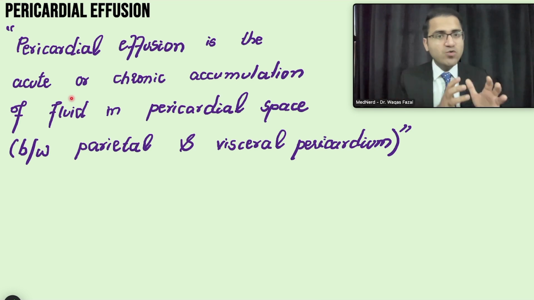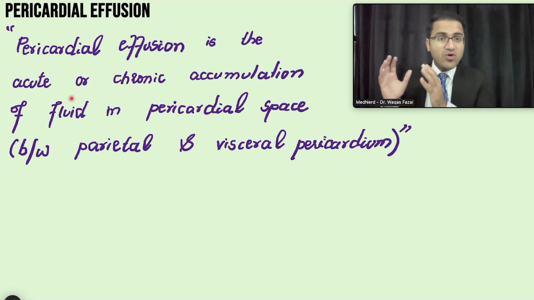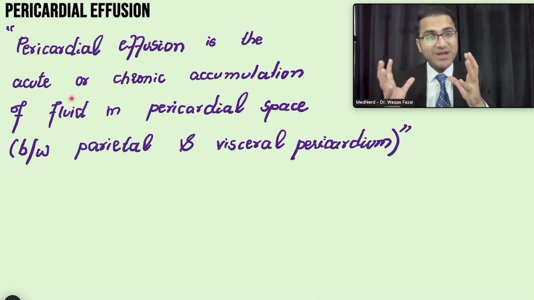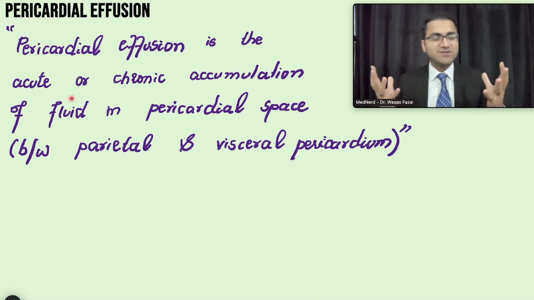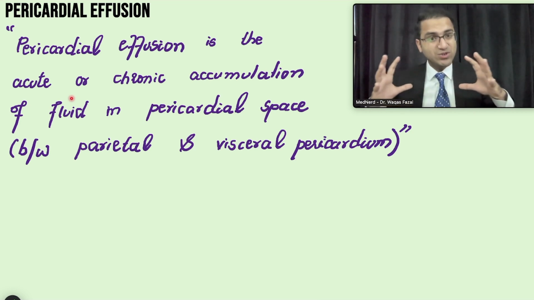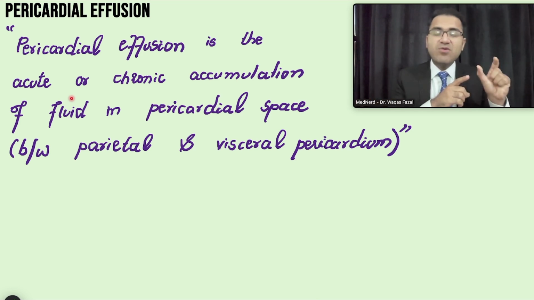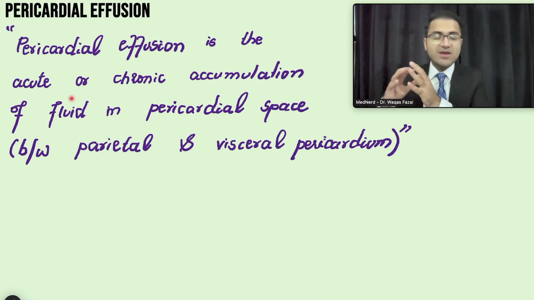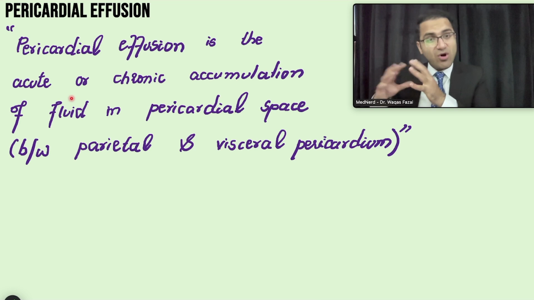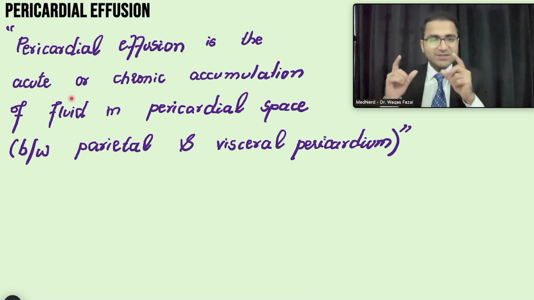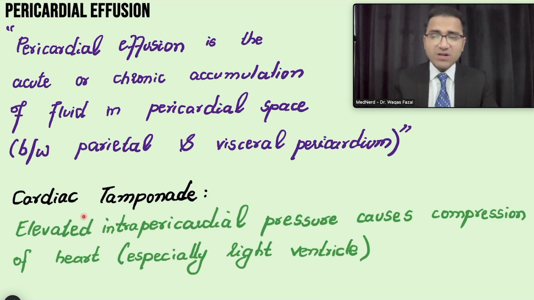Whenever it occurs acutely, the patient is very symptomatic. Whenever it occurs chronically over a long period of time, a large amount of fluid can accumulate in this pericardium and the patient has no symptoms because it gives time for the pericardial tissue to relax. So, if it develops acutely, even a small amount of fluid in the pericardial cavity can cause severe symptoms. But if it occurs chronically over a long period of time, even if a lot of fluid accumulates in the pericardial cavity, the patient still does not have any symptoms. This is pericardial effusion. Now, what is cardiac tamponade?